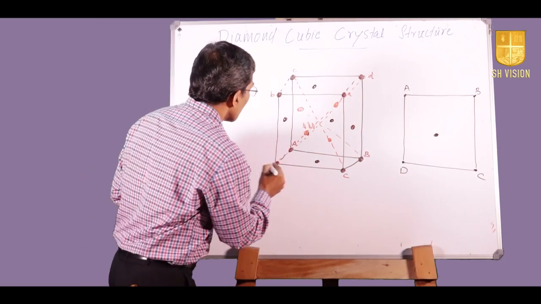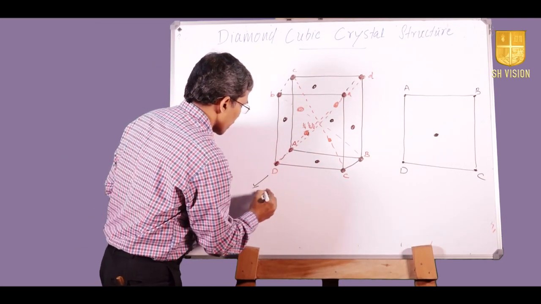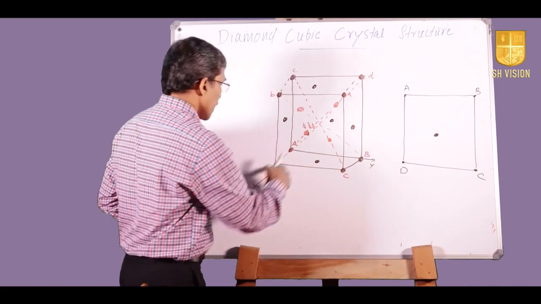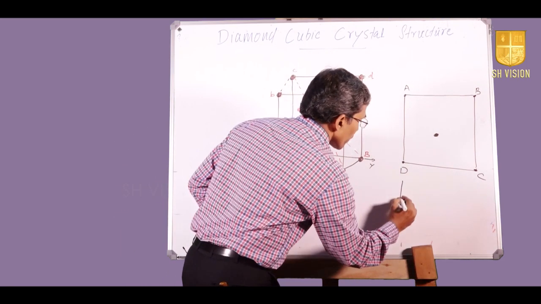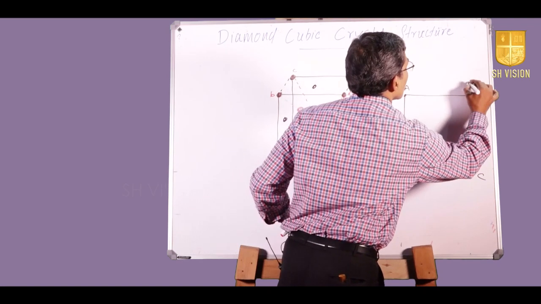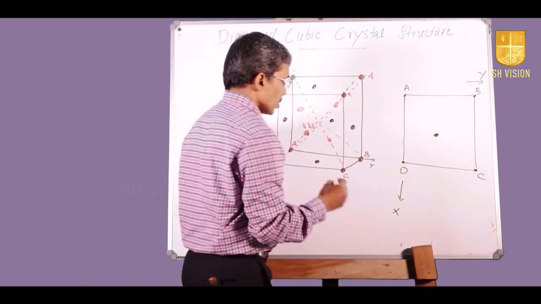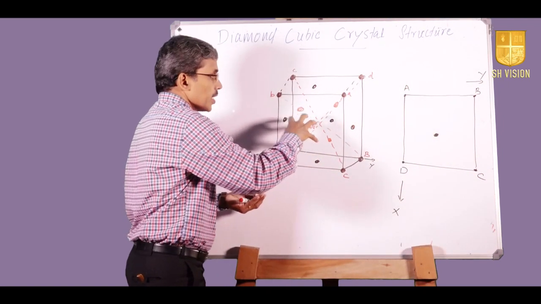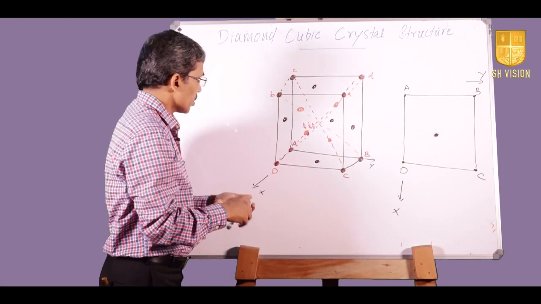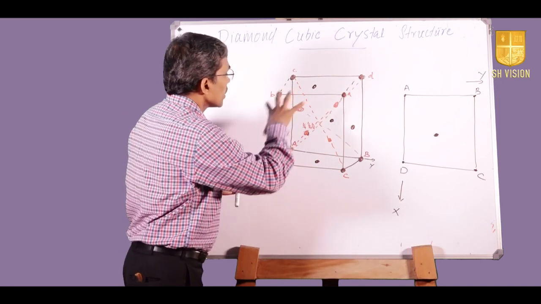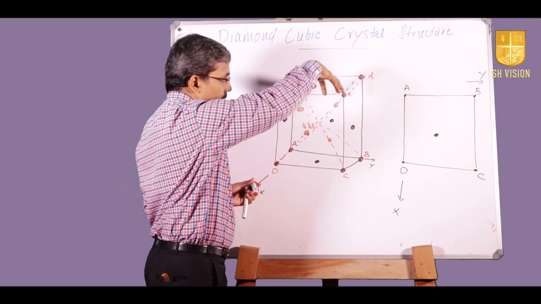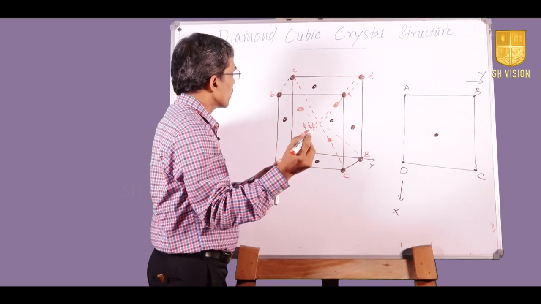For the timing, I take this as the X direction and this as the Y direction. So AD is the X direction and AB is the Y direction. The Z direction we are not showing here; it is vertically above, coming onto the bottom plane. The other atom positions which come from the projection are going to be marked with red.